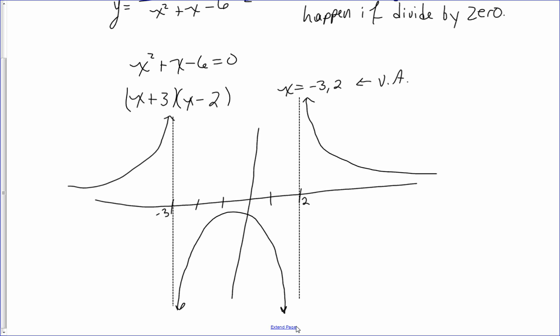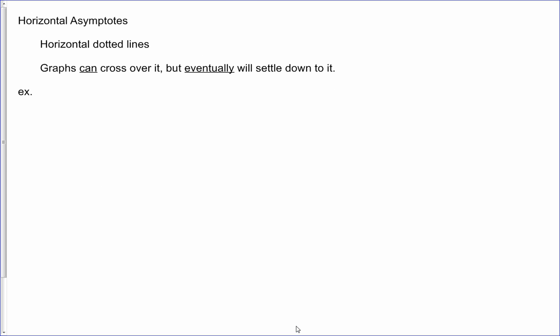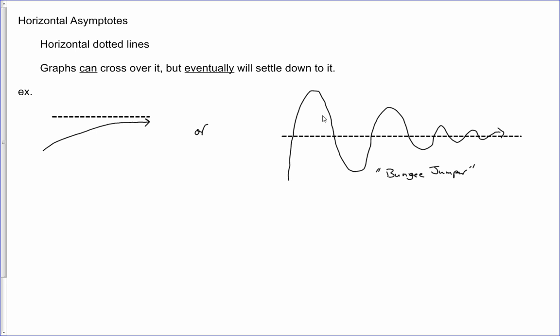All right, now let's look at horizontal. Horizontal asymptotes, again, they're represented usually with horizontal dotted lines. Now, graphs can cross over it, but eventually settle down to it. So here's 2 examples. The first one, it can behave like a vertical asymptote and it'll get really, really close to it. But it can also cross it and eventually settle out to it. Like this might be a bungee jumper. You know, when they jump and they get to the bottom of the bungee, they're going to stretch it.